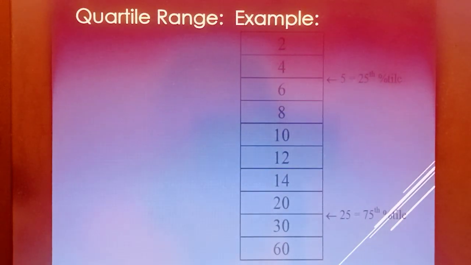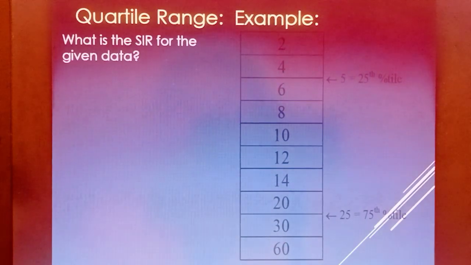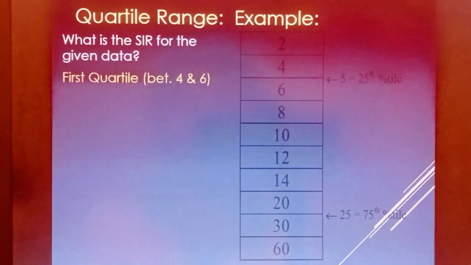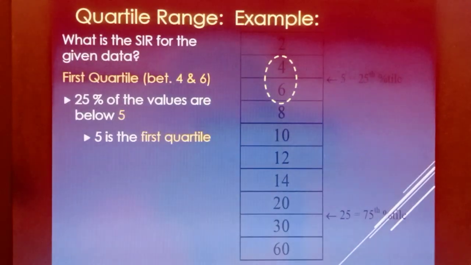So, here's an example of a quartile range. So, we're looking for the SIR for the given data. The first quartile is between 4 and 6. Yan. So, since dalawa sila, kunin natin yung average nila, which is 5. So, we have 5 as the first quartile. Then, it denotes that 25% of the values are below 5.